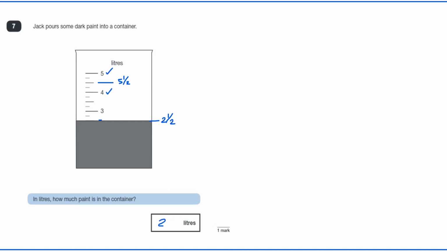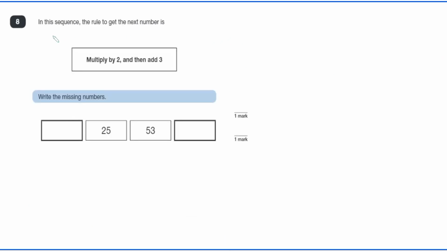You can write 2.5 liters or you can write 2.5 liters, right? So you need to identify each division is going by quarter, half, 3/4, 1 whole. That is the question number 7. Question number 8. In this sequence, the rule to get the number is multiply by 2 and then add 3.